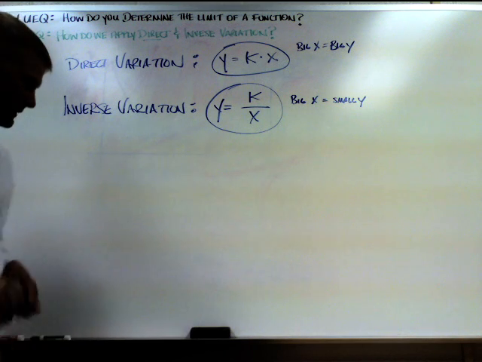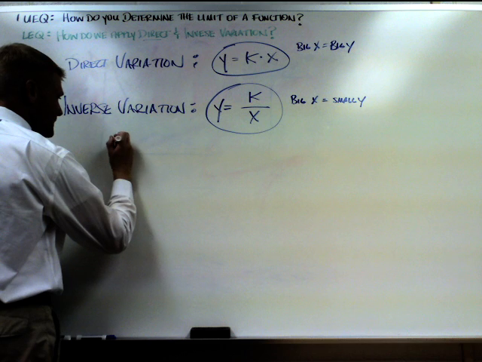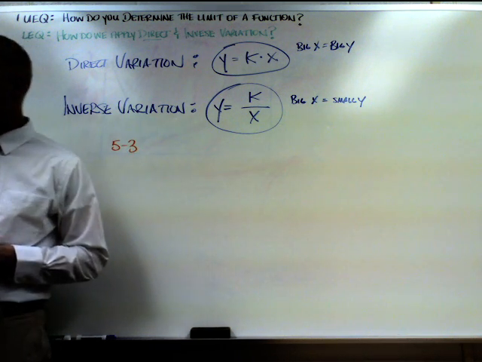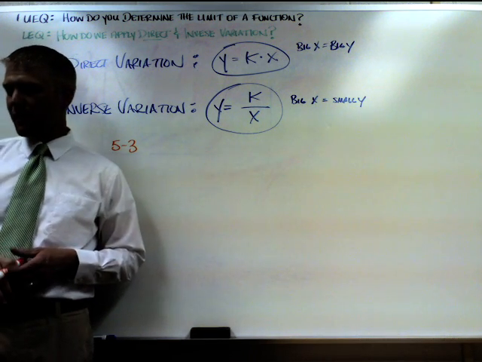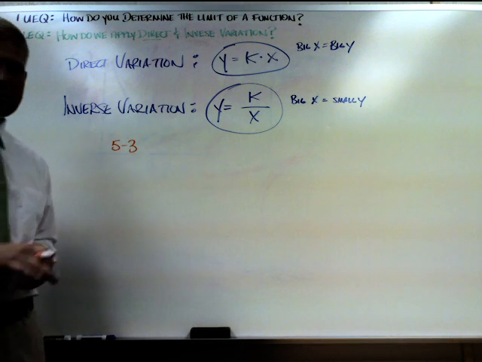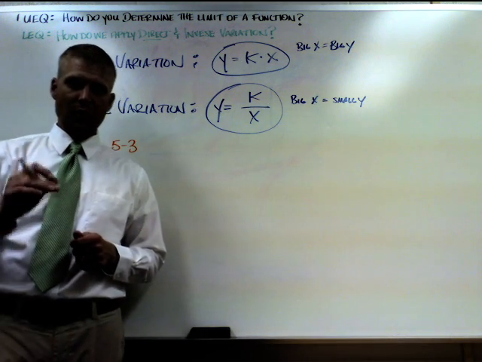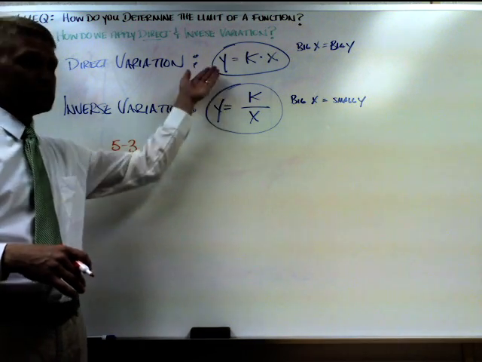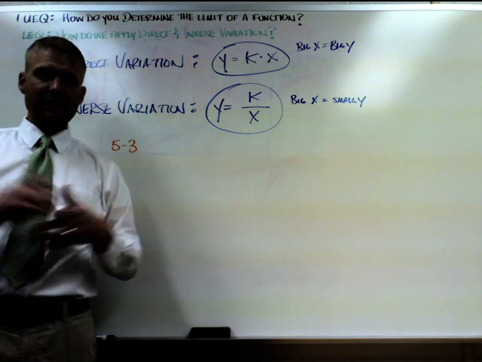The last class problem is 5-3. Let's take a look at that. In 5-3, it gives us an example of direct and inverse variation. The problem tells us, suppose y varies directly with the square of x. Y equals, directly tells us which equation to choose, with the square of x. The square of x describes the function.